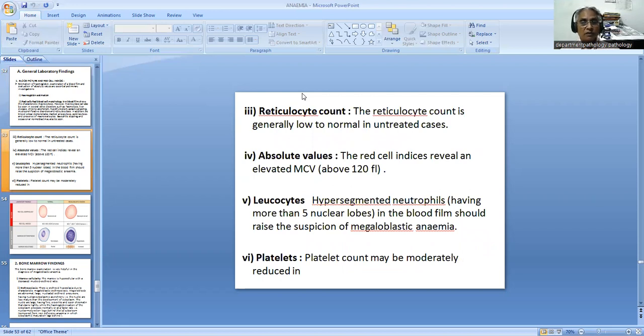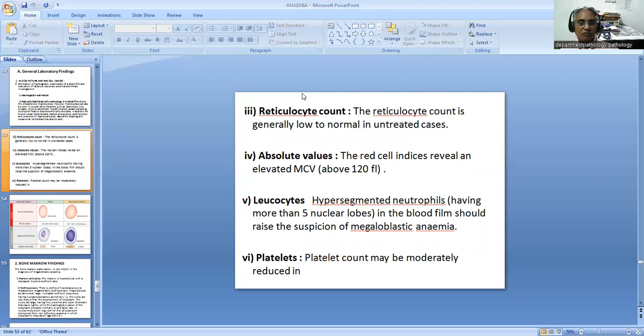Reticulocyte count. Reticulocyte count is usually low to normal in untreated cases, but if the patient is on treatment, then as early as 3 to 4 days, if the patient is responding to the treatment, there will be an increase in the reticulocyte count. Absolute values. The red cell indices show an elevated MCV. This is above 120 femtoliters.